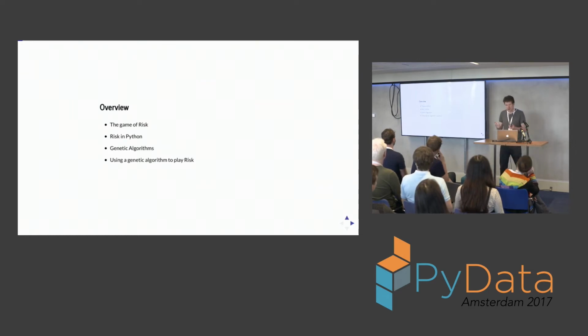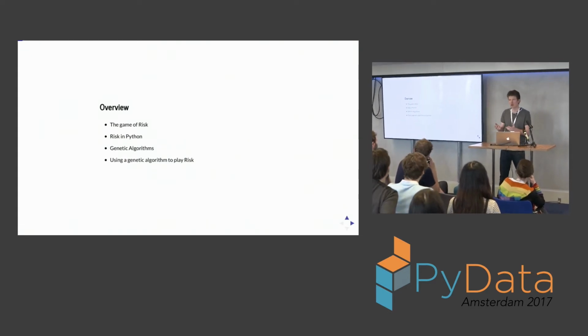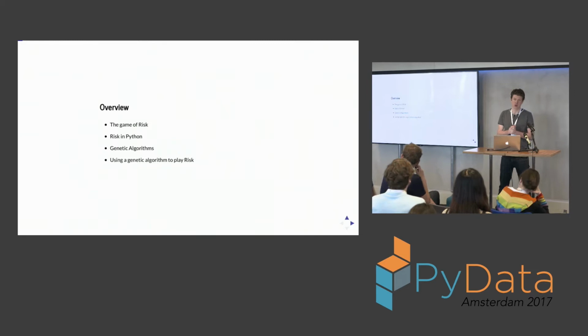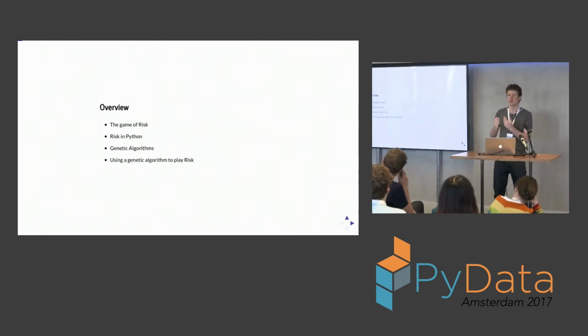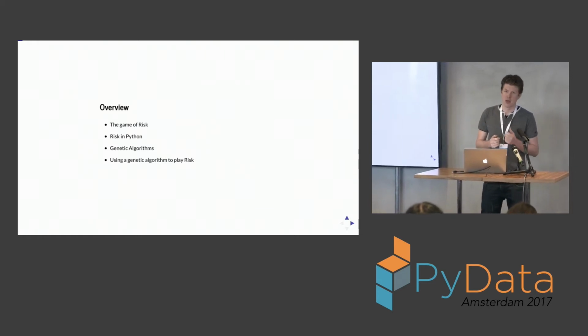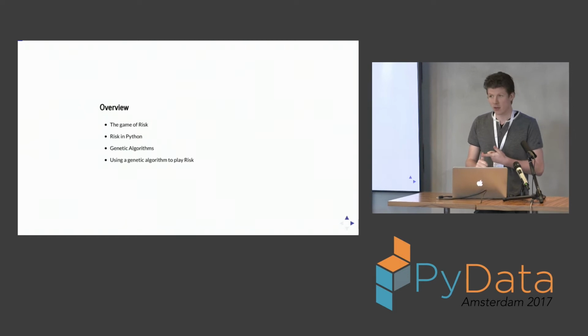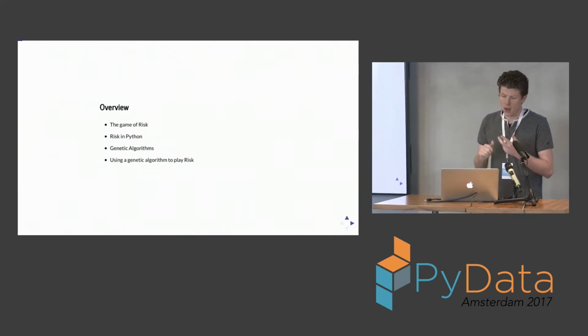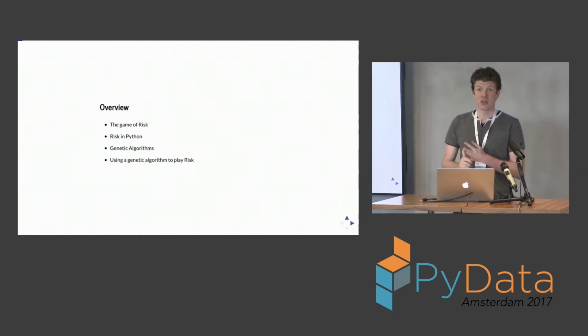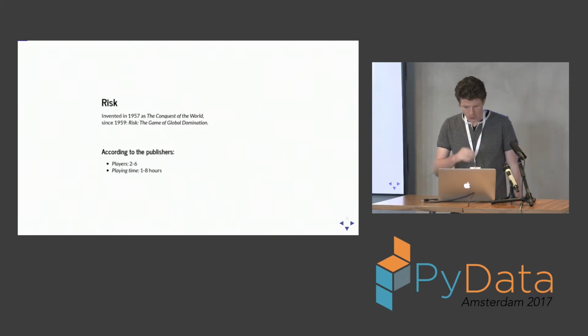I've structured the talk a bit this way. First, since I guess many of you have played the game of Risk, but maybe not all of you, and it might be quite a long time ago, I'll give you an introduction to the game, just to very quickly go through it. Then I'll talk to you about how I implemented Risk in Python, and I'll show you the code. Then I'll give you an introduction to genetic algorithms, and finally I'll show you the results of that algorithm.